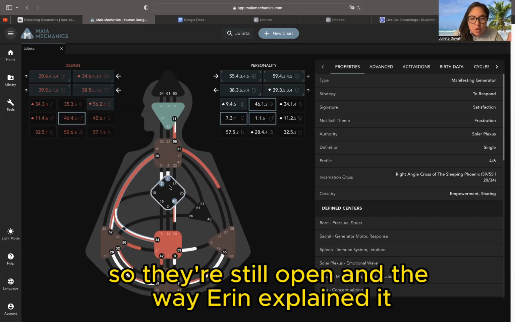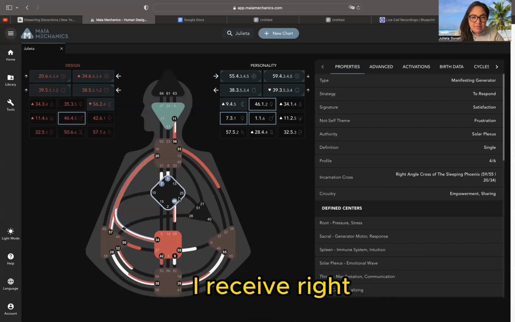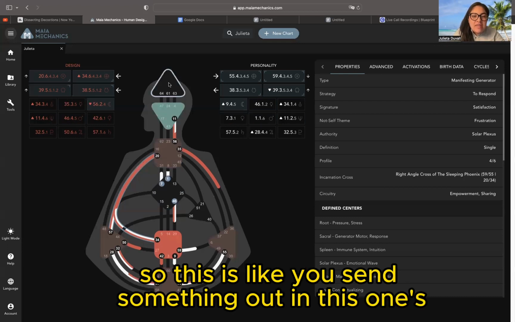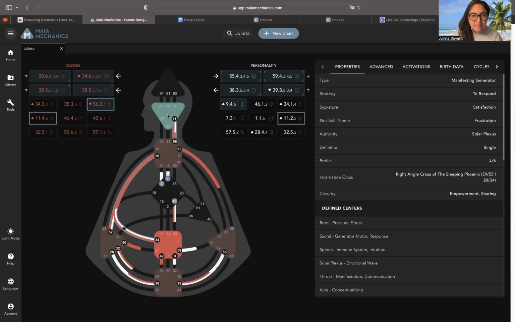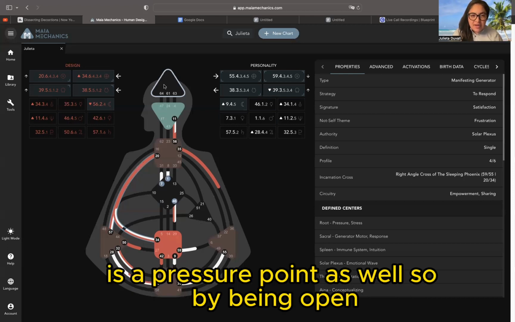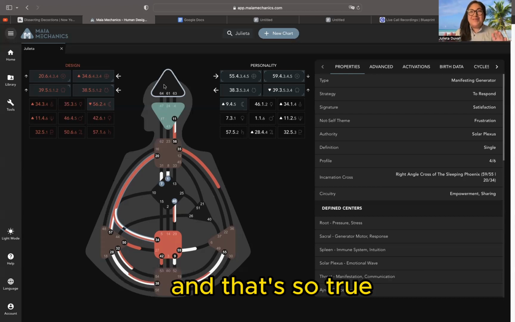They're still open. And the way Aaron explained it, which made so much sense, is that when they're open, I receive. So we're receivers, and you transmit when they are defined, so you send something out. In this one, I'm open to receive whatever's around me, my environment, but this one is about ideas. The head is a pressure point as well. By being open, I tend to get excited by other people's ideas and then think they're my own. And that is so true.